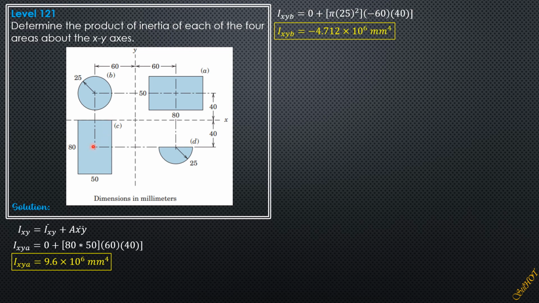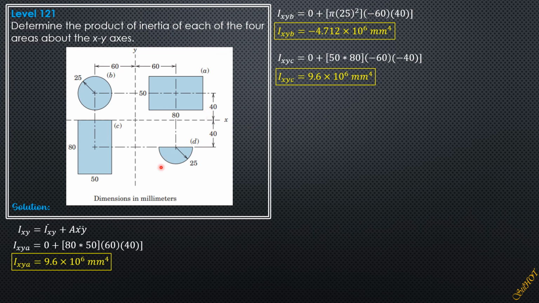Then for part C, also with symmetric axis, so 0 with respect to the centroid, then area 50 by 80, x bar positive 60, y bar negative 40. So Ixy of part C is 0 plus 50 times 80, x bar 60, y bar negative 40. So Ixy of part C is positive 9.6 times 10 to the 6 millimeters to the fourth.